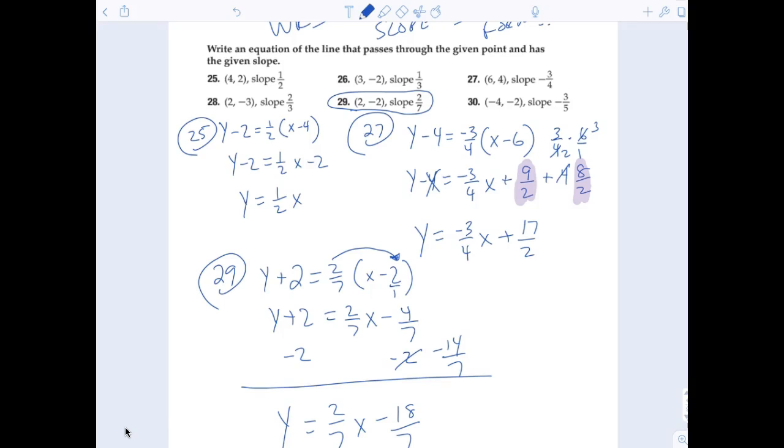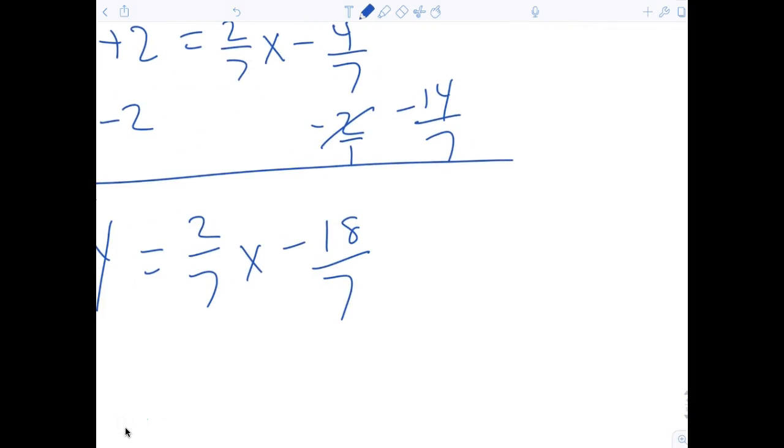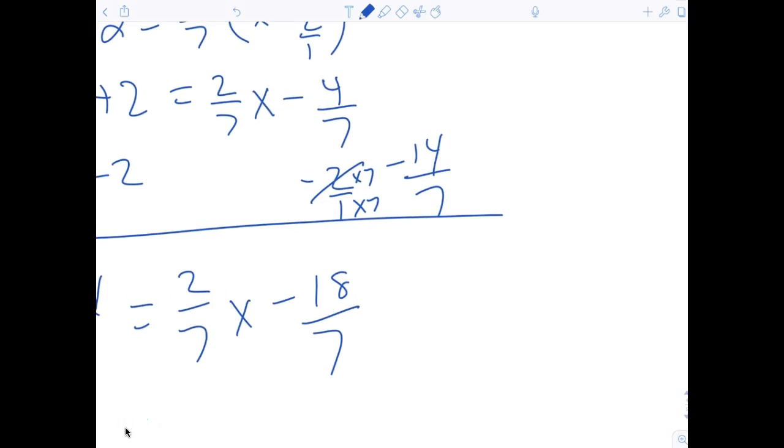Perfect. I don't get how you got 14 over 7. Because I found a common denominator. Are you with me? Remember, 2 is the same as 2 over 1, right? So 2, I multiplied by 7. To get negative 18 over 7, how do you get negative? Well, there was negative 4 and negative 14. Oh. Makes negative 18. Okay. Right? All right, guys. Very good.